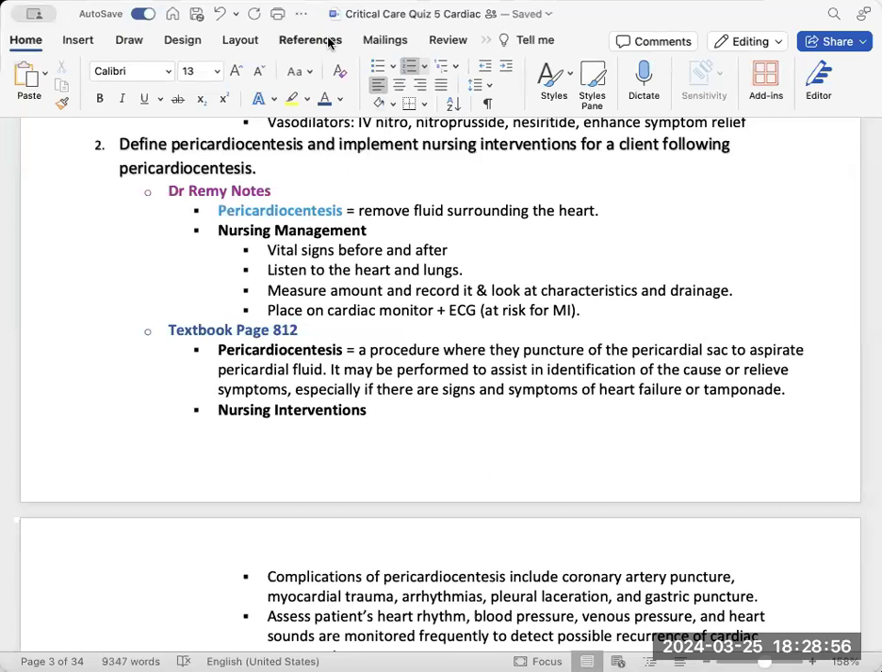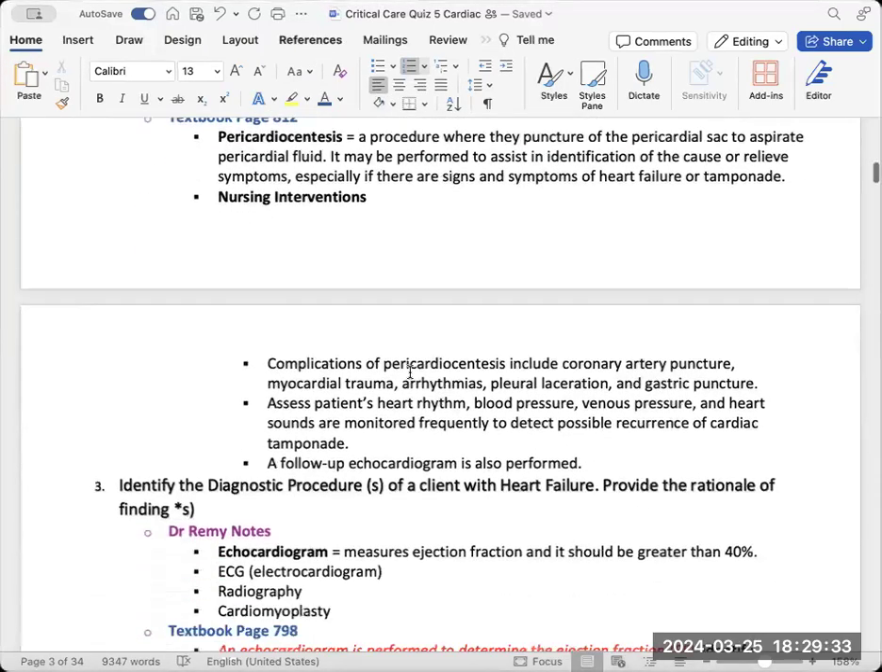We want to make sure we put them on a cardiac monitor and ECG because they can go into arrhythmias and things like that. We also want to make sure that we listen to the heart and lung sounds because we just removed fluid from their heart. So we want to make sure that we don't hear anything, like no muffled heart sounds. The heart now should sound clear, and the lungs also should sound clear, that no fluid accidentally leaked into the lungs and things like that. So vitals, listening to heart and lung sounds, making sure you do ECGs and cardiac monitoring, as well as measuring and recording the drainage output that we got.